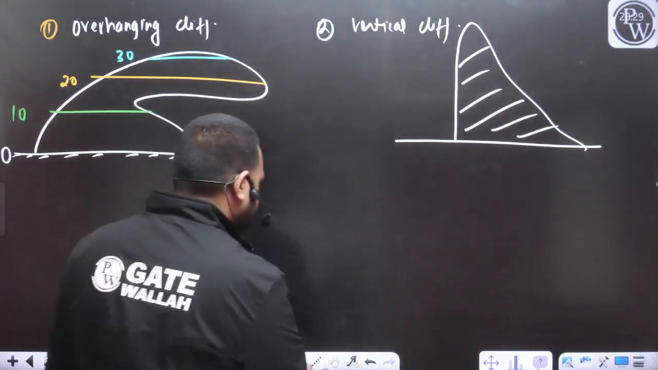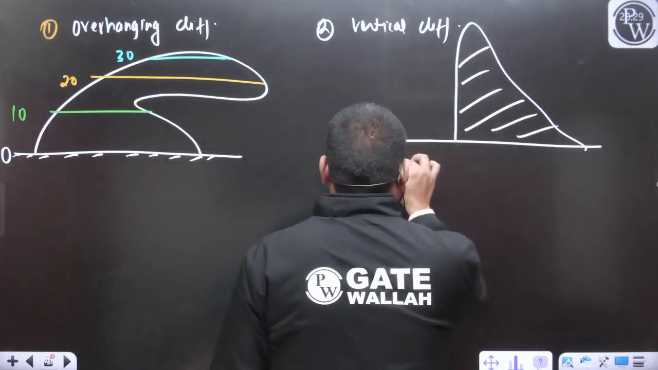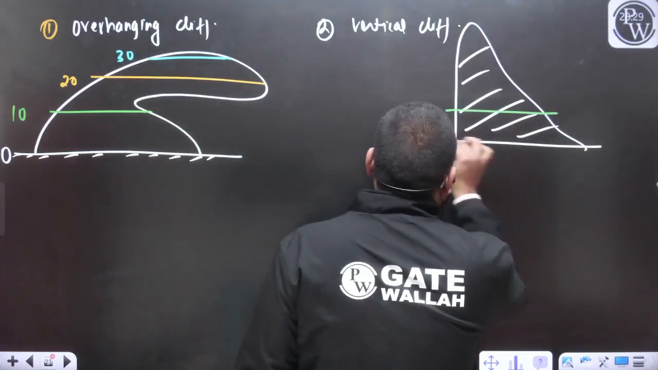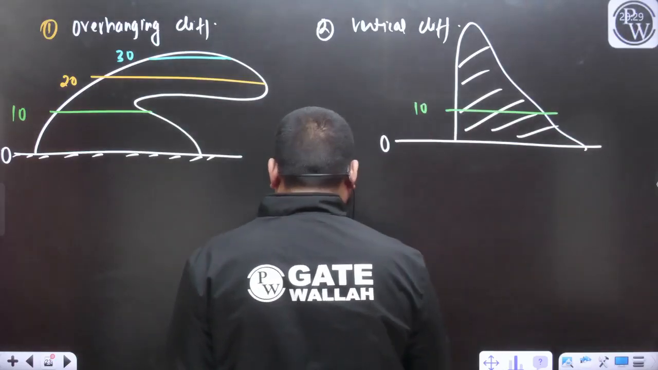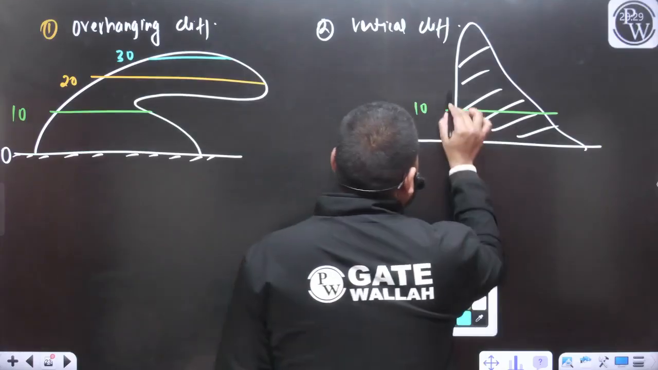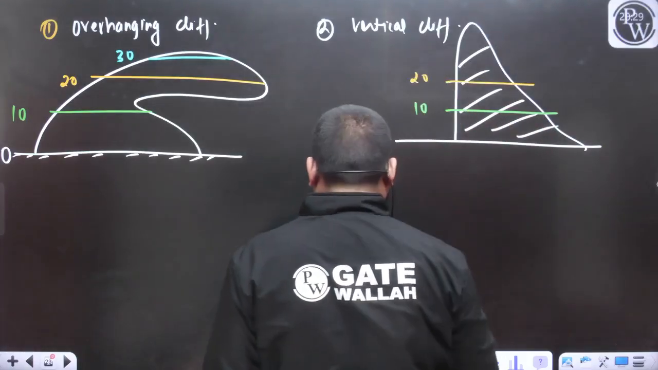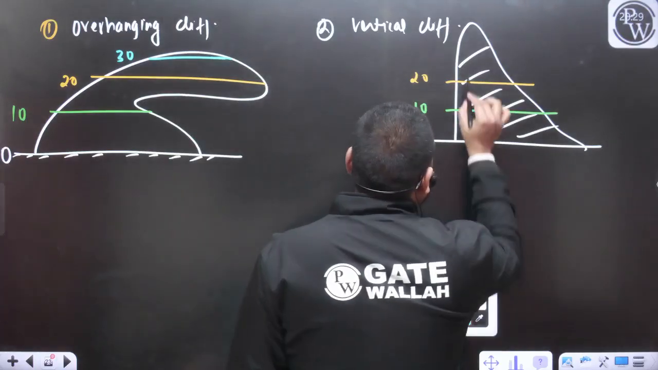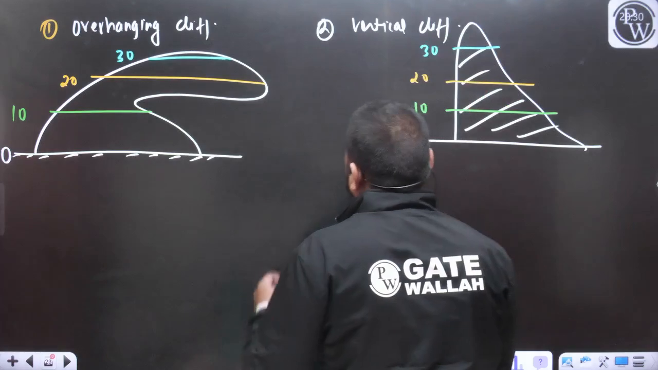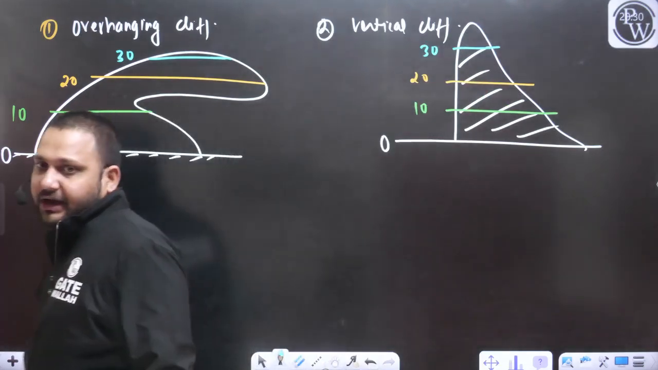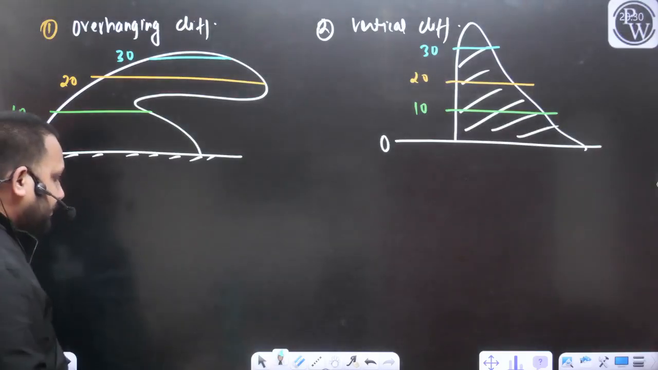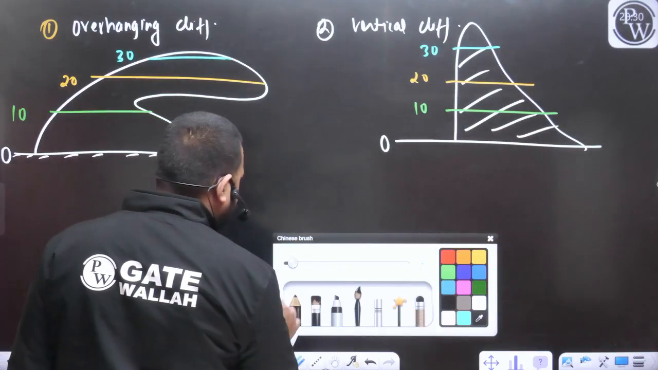Similarly, here also. Let's say this is the 0 line, then I am representing the contour of 10, then the contour of 20, and then the contour of 30. So now, can I draw the contour? Tell me, dear. Now can I draw the contour?